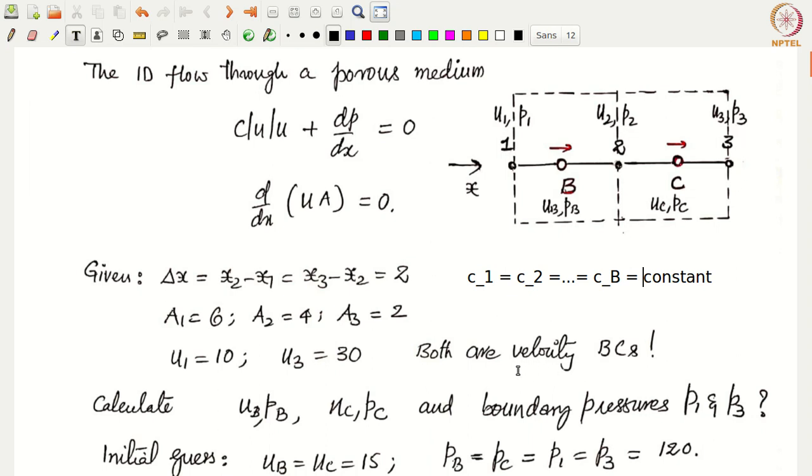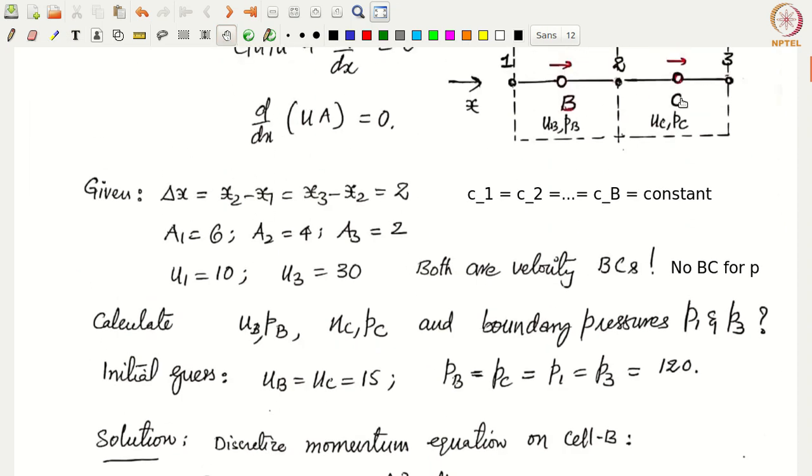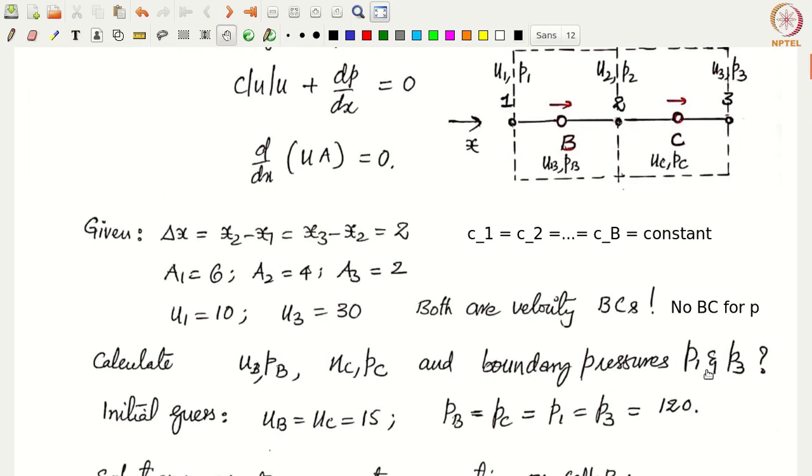Now what we see is that both boundary conditions given are for velocities. So there is no boundary condition for pressure in this problem. The question says to calculate the cell velocities and cell pressures, that means UB, PB and UC, PC, as well as the boundary pressures P1 and P3, because these were not given; only the velocities are given as boundary conditions.